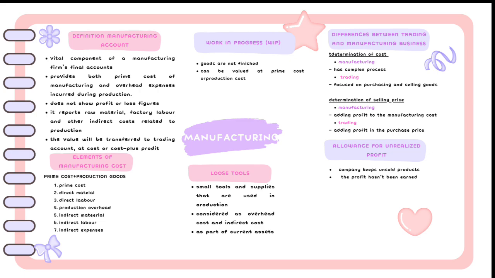Loose tools are considered overhead costs and indirect costs. It is a part of current assets. Work in progress, WIP. WIP can be valued at prime cost or production cost. WIP is valued at production cost. The adjustment for opening and closing WIP should be shown after all the prime cost and production overhead has been totaled and before the production factory profit is added.